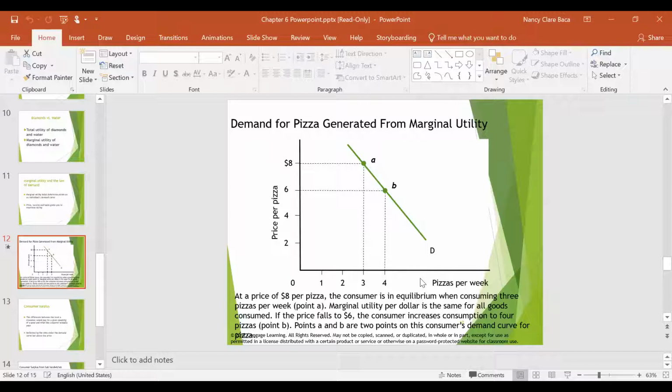There are 2 points that we've indicated on that demand curve, point A and point B. Point A is how many pizzas you would demand at $8, and then how many pizzas you would demand at $6. Obviously, you demand more pizzas at $6. But here's how marginal utility comes into play here. If I'm going to get you to buy more pizzas every week, I need to decrease the price of my pizzas.